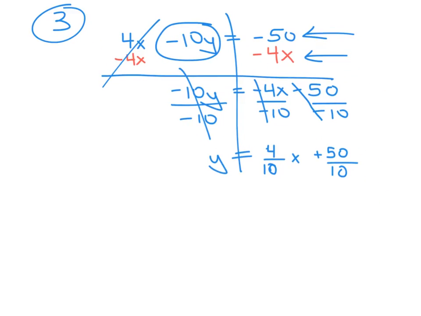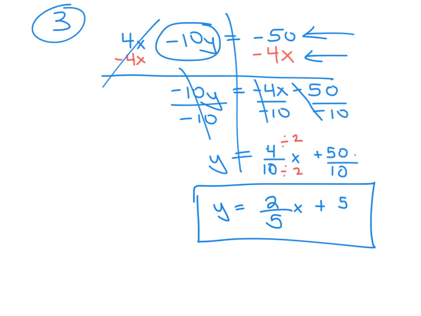Now, my last step is to simplify. So I have y equals 4 over 10 simplifies to 2 over 5x. And the reason for that is because my 4 and 10 are both even numbers, so I can divide my 4 and my 10 by 2. 50 divided by 10 is 5. And you can even type that in your calculator to check to make sure that you get a whole number from that. 50 divided by 10 is 5. So my answer is in slope-intercept form, y equals 2 over 5x plus 15.